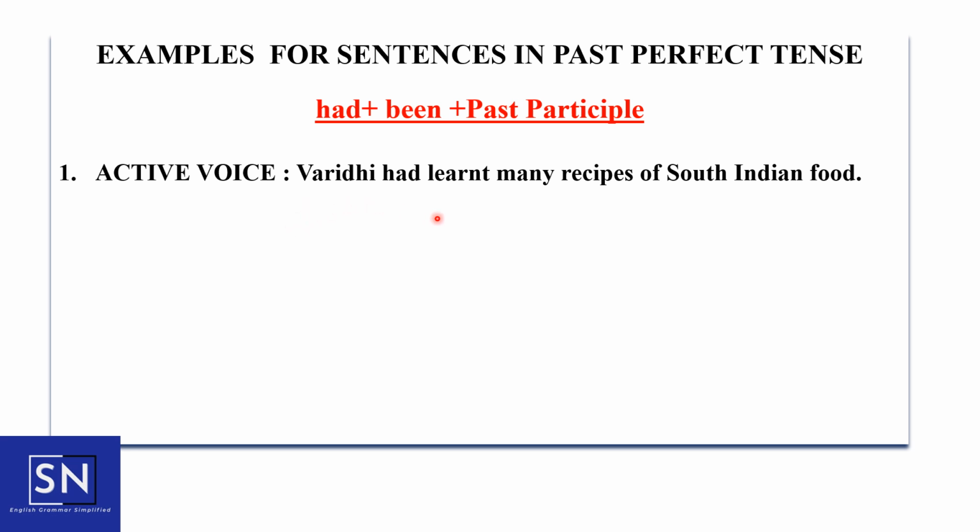Varidhi had learnt many recipes of South Indian food. What is the subject here, friends? Yes, Varidhi. Then what is the verb? Had learnt. Correct. Many recipes is in the object place. Now we'll change. All the rules are the same. Only when you change from active to passive, you're going to use had been.